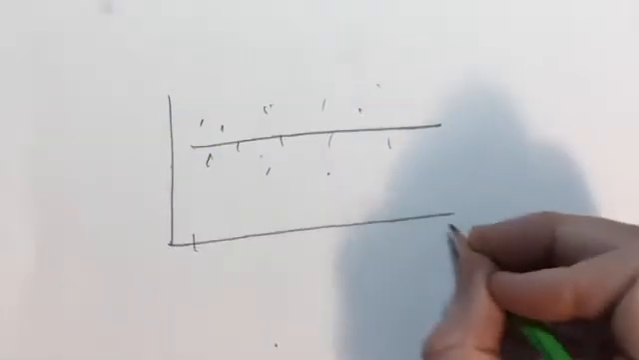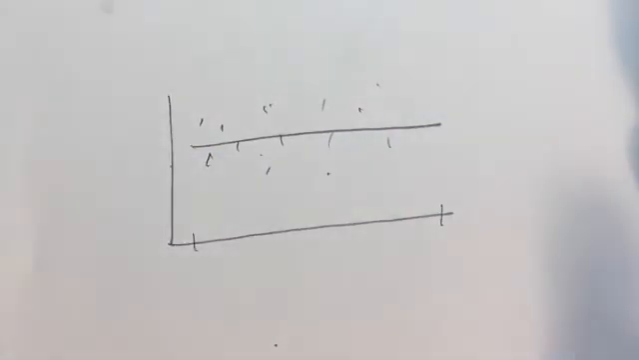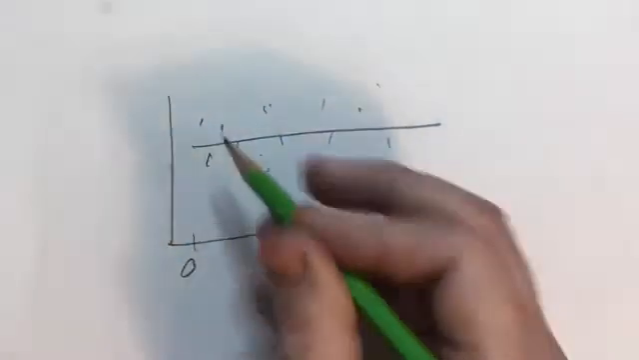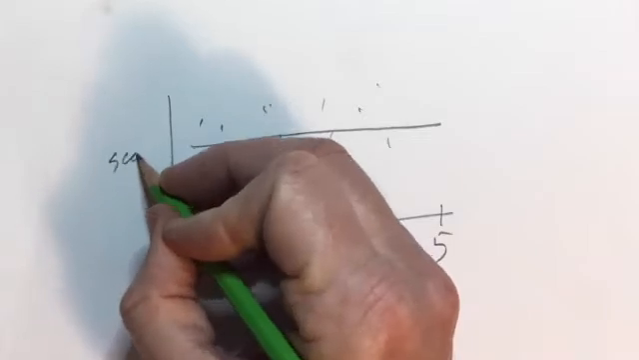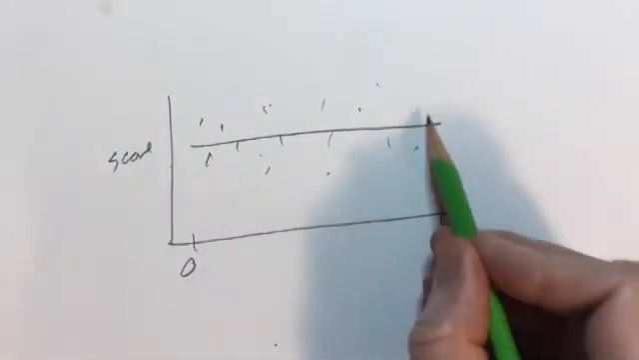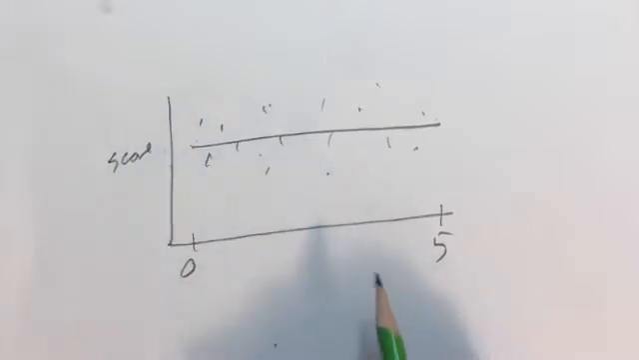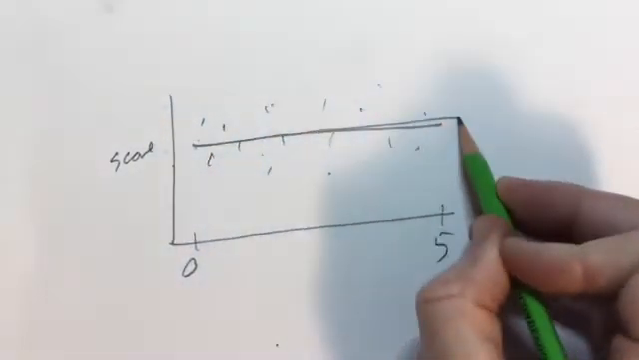In other words, let's say we were talking about the study time data and the score on a test, and let's say this is 0 and this is 5, and this is the score on the test. All right, well, according to this data, it doesn't matter how much you study, 0 to 5 hours, you're still going to get the same score on the test. So if the slope is 0, it means no relationship.